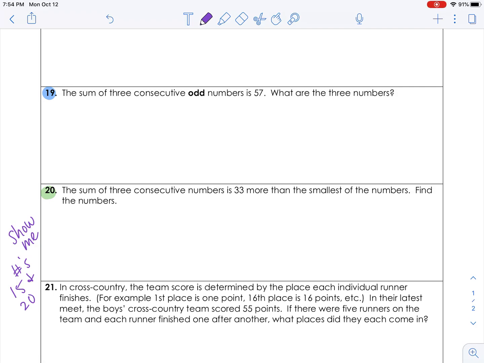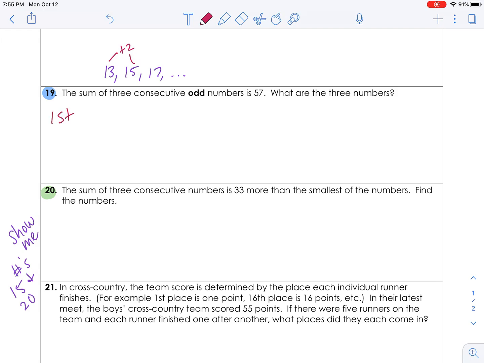So the next one we're going to do has to do with consecutive odd numbers. I'm going to jot down our odd numbers from the previous page just so we have them handy here. The consecutive odd numbers that I used in the example were 13, 15, and 17. So let's investigate. What do we need to add to 13 to get to 15? We need to add 2.